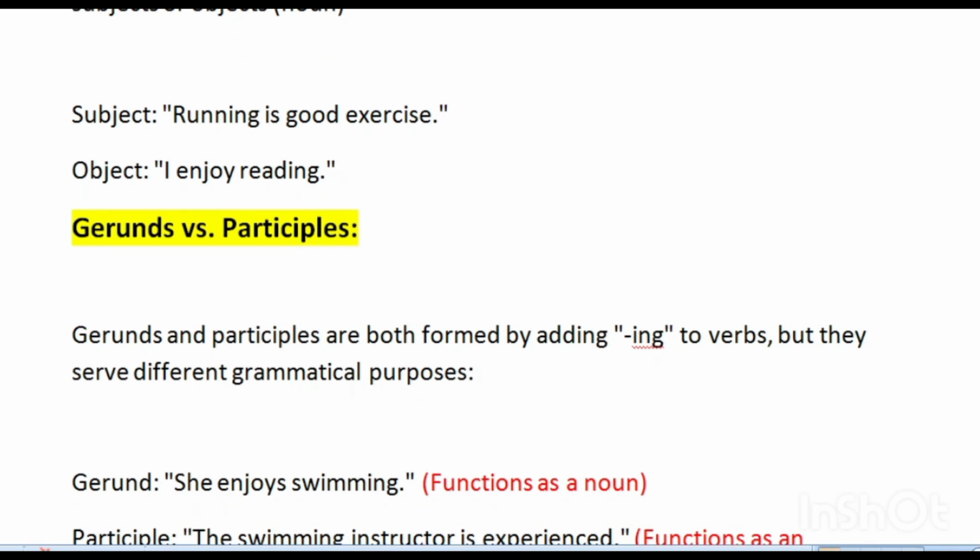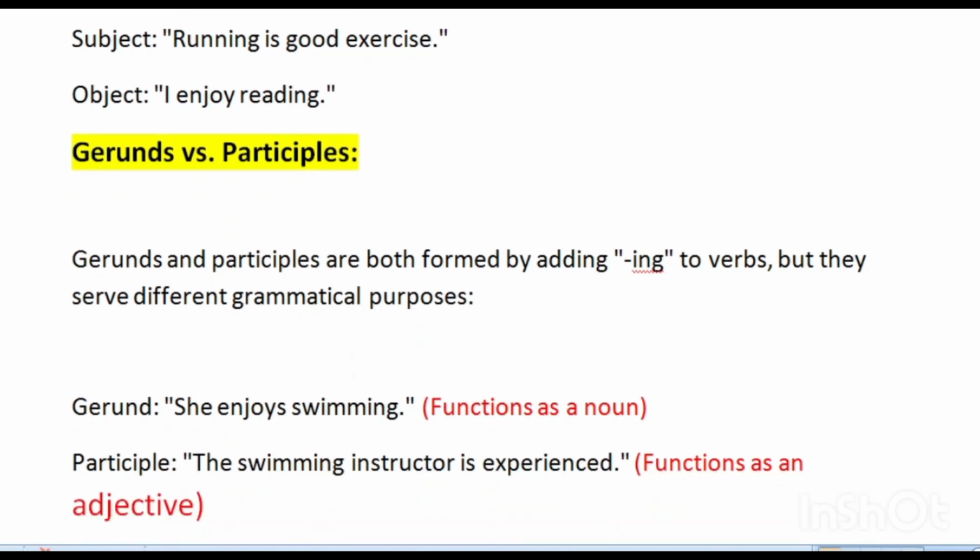Okay, one thing we need to know is that both gerunds and participles are formed by adding ing. Got it? So now, how can we differentiate which one is gerund, which one is participle? I'm talking about present participle, right? We need to know that the usage of gerund is different, the usage of participle is different. We need to know these two things.